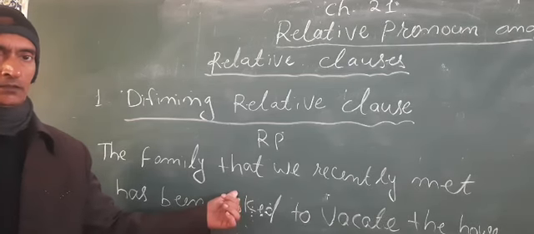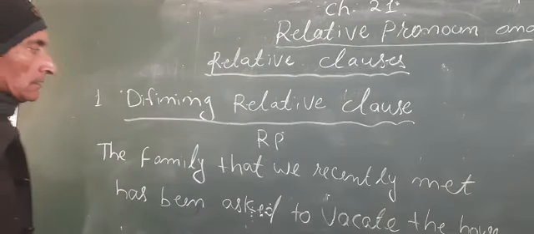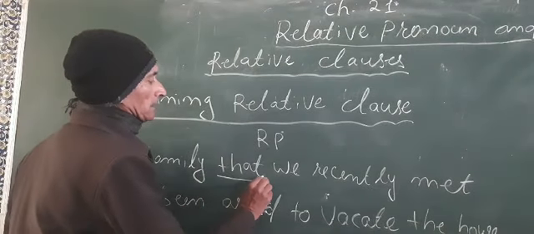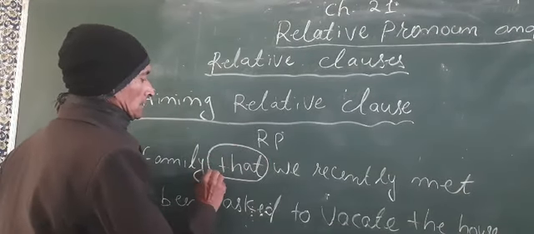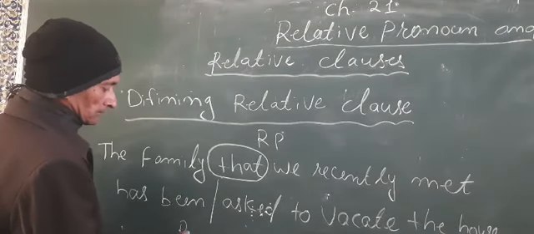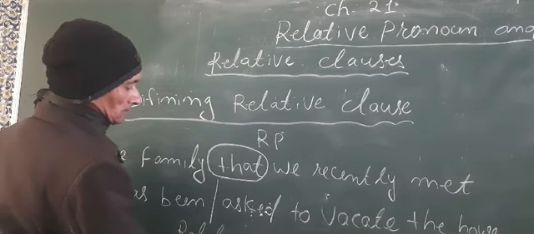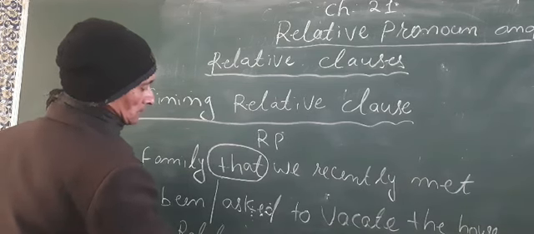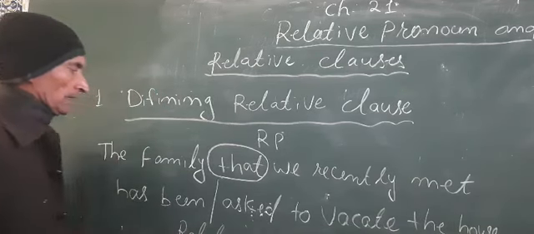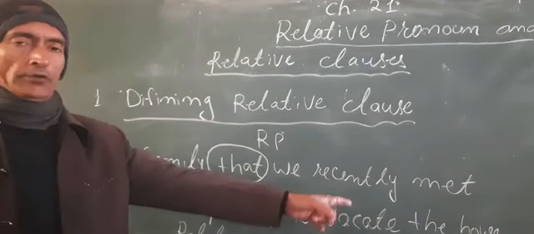Correct. Mr. Raja's family. You are correct. Mr. Umesh, relative pronoun. Mr. Rajiv.